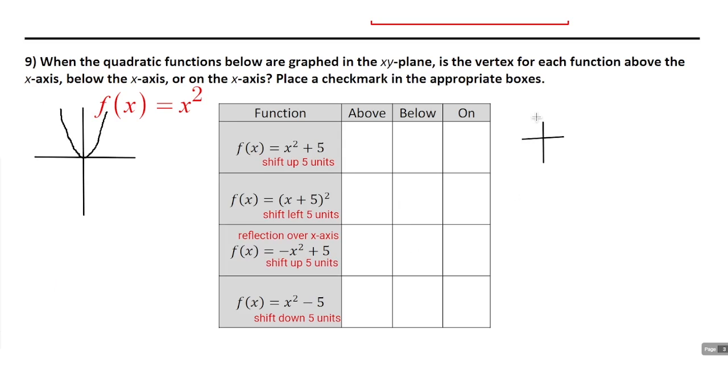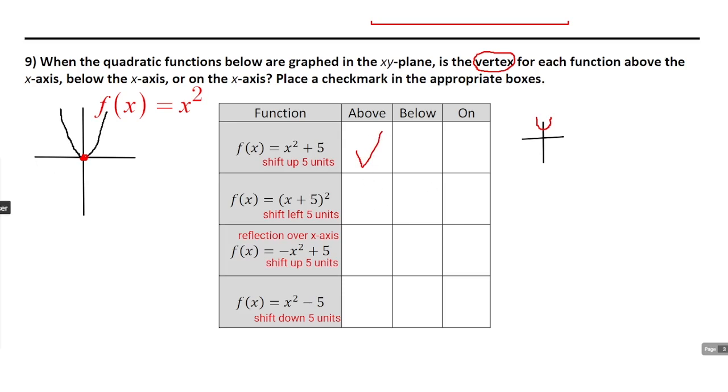I'm not even going to put any numbers here, because the question we're trying to answer is whether the vertex, which is this point right here where the slope changes sign, is above, below, or on the x-axis. And the x-axis is this horizontal axis here. As you can see, if you shift it up, that brings the vertex above the x-axis.